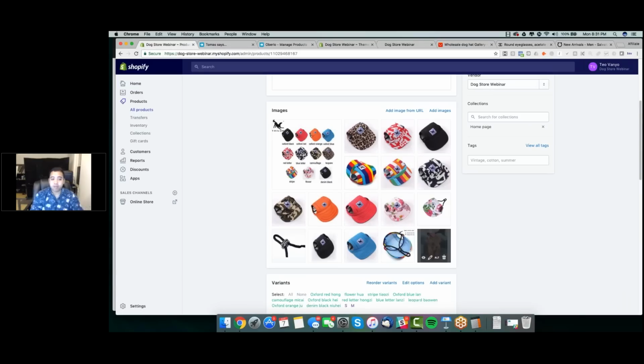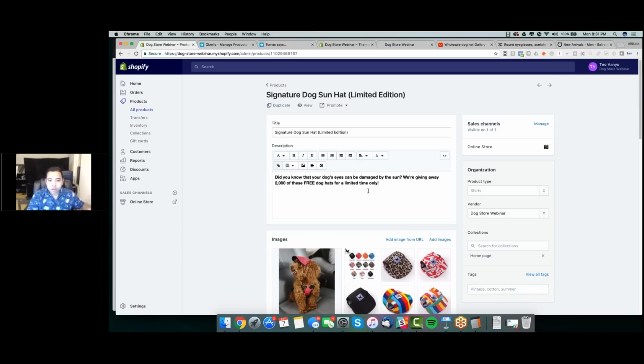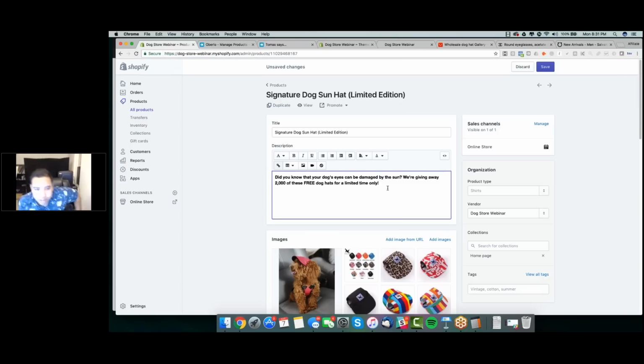This is the ad copy for Facebook as well. Okay, so: did you know that your dog's eyes can be damaged by the sun? We're giving away 2,000 of these. Now this is an ad copy for free plus shipping. Retail is going to be different. For retail, you're not going to offer the portion where we're offering for free, right?